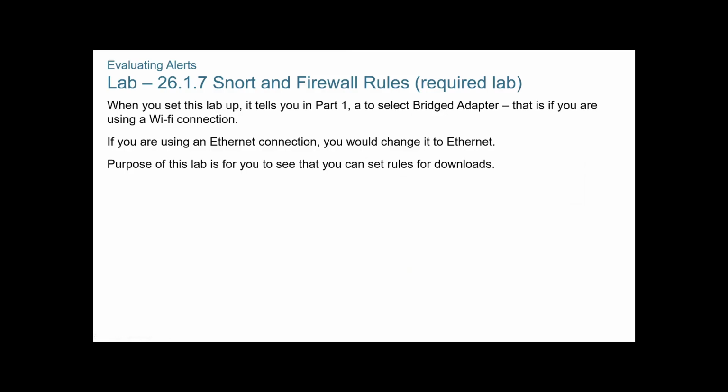And you'll know you have it right because the first thing it tells you to do is to ping www.cisco.com. And if you don't get anything, you'll know, well, I better go back and check my settings. And it goes through and tells you how to do it, but it doesn't tell you that if you're not using Wi-Fi to choose Ethernet. So the purpose of that lab is for you to see that you can set rules.